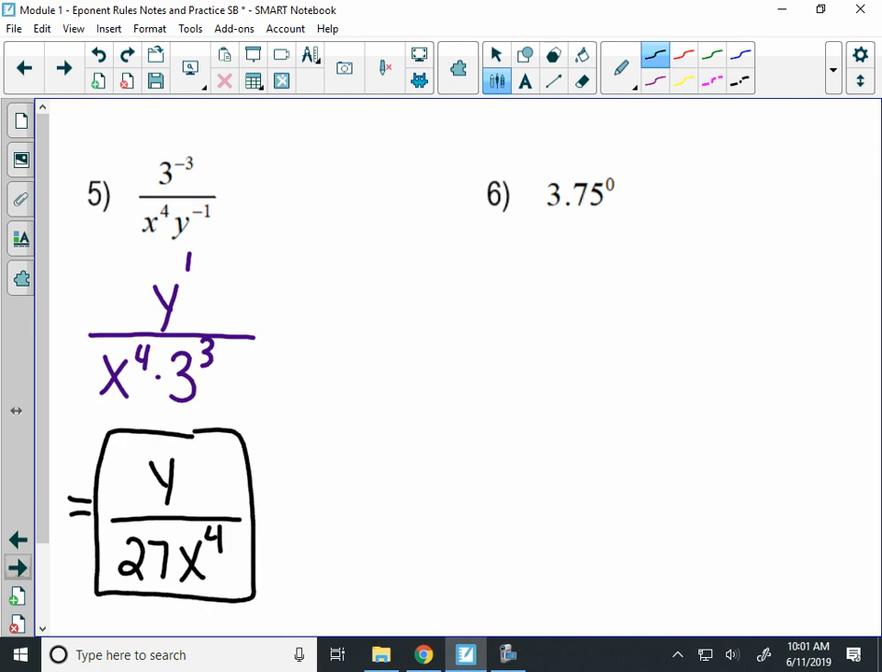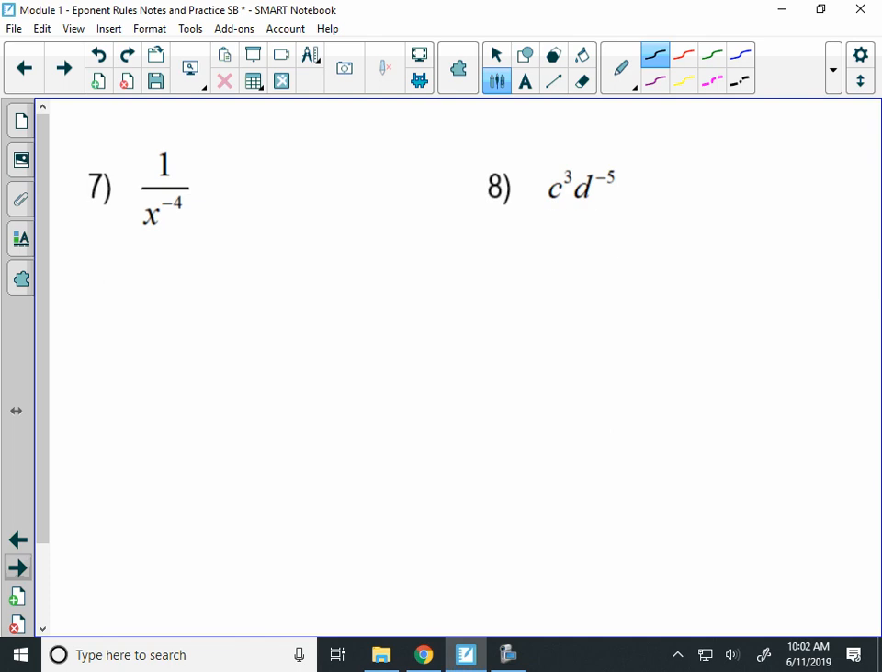Number 6, 3.75 to the 0. That's anything with the 0 power equals 1. All right. X to the -4th is negative. He's not happy. Move him up to the numerator. Makes that x to the +4th. Remember, over 1, but we don't have to write the over 1 when it's in the denominator. So x to the 4th is your answer.